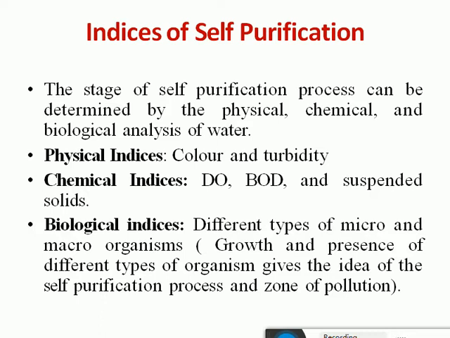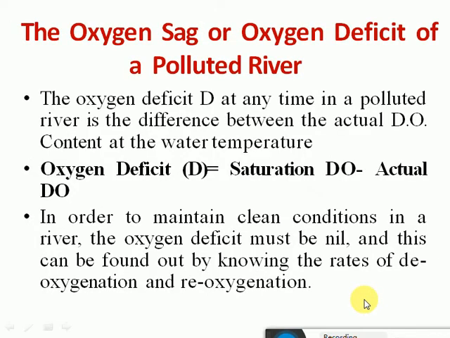And also the biological indices include some of the microorganisms. Like I told you, during the zone of active decomposition only the fungi will be there and the algae will be absent, and in the zone of clearer water the algae starts to reappear because of the supply of oxygen. So those are the different indices.